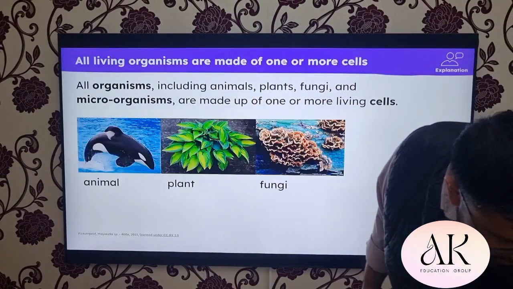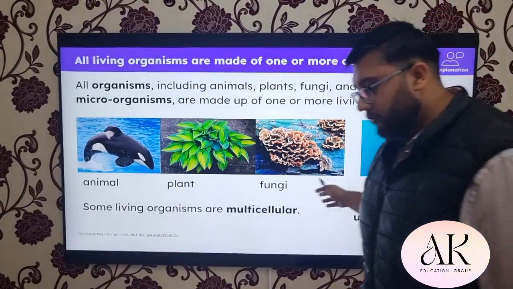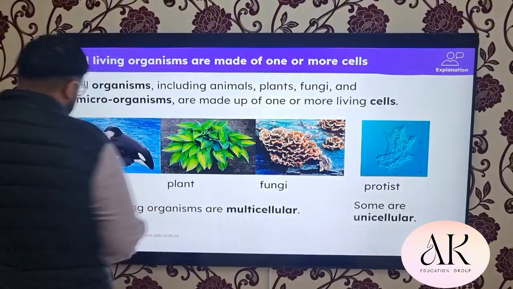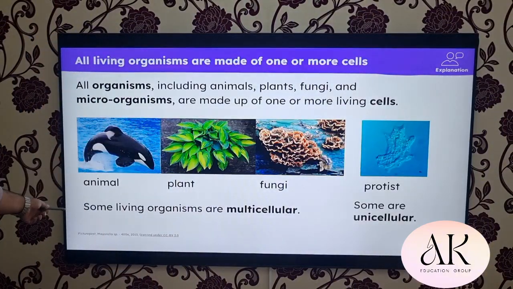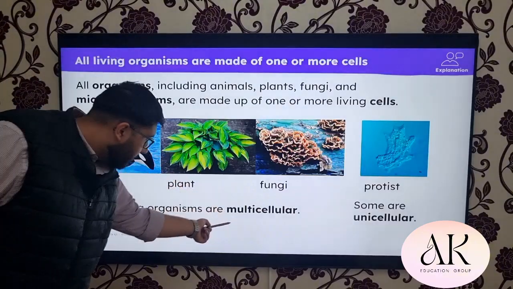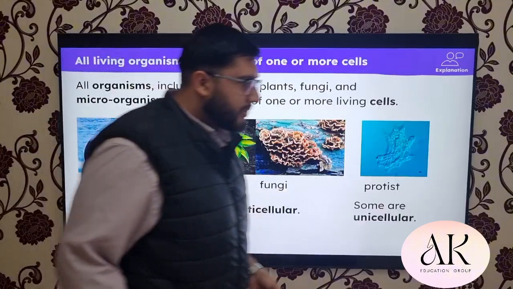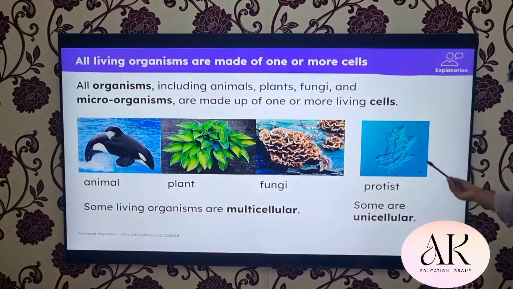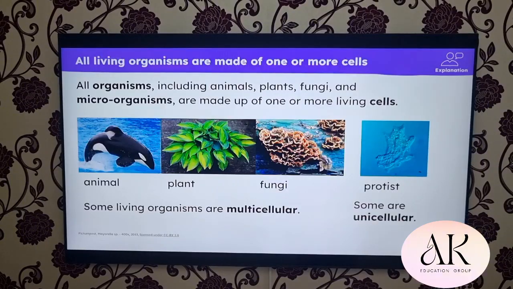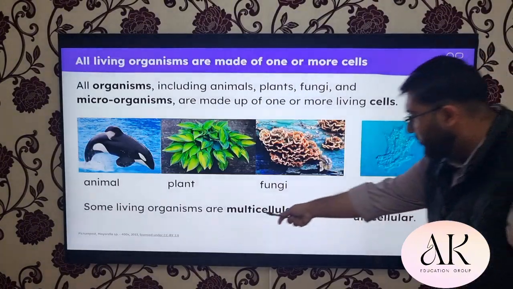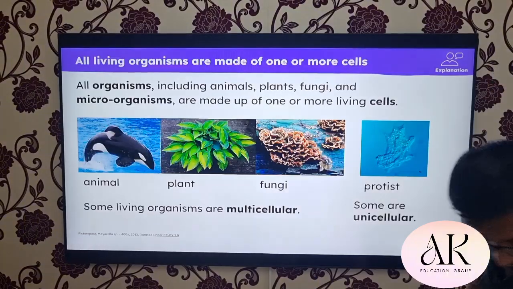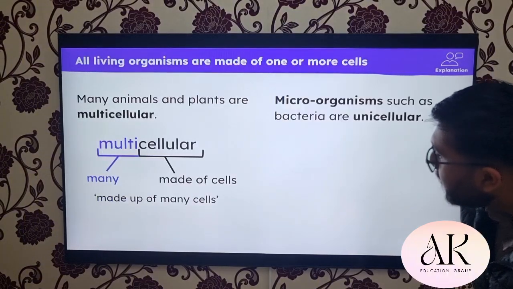Now, what we're going to have a look at here is some examples of multicellular organisms. So you've got your plants, you've got your animals, plants, fungi, all examples of multicellular. And then over on this side you've got your protists, which of course some of these are unicellular. Now, that's the differentiation. Some organisms are multicellular, some organisms are unicellular. Now the important thing to understand is, what do these words actually mean? And that's where we go through and break it down.